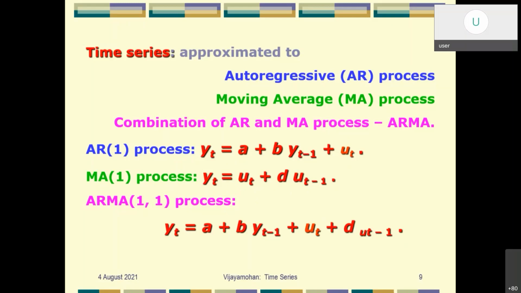Good idea. Sir, ut is a random variable, or the random error term actually. Which one?